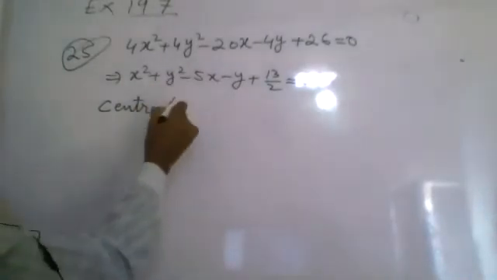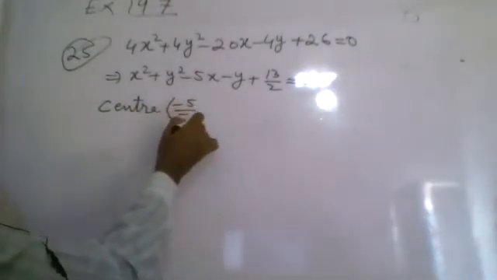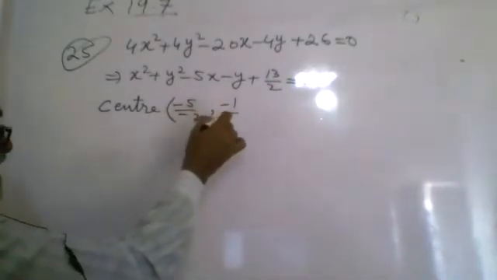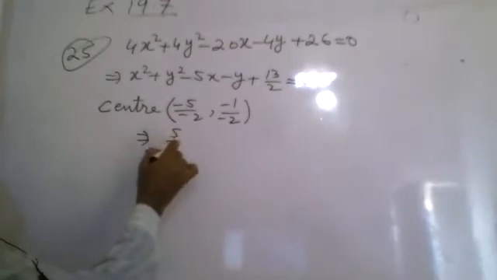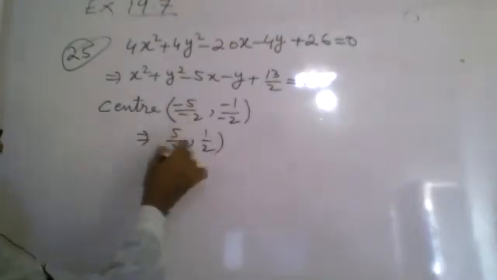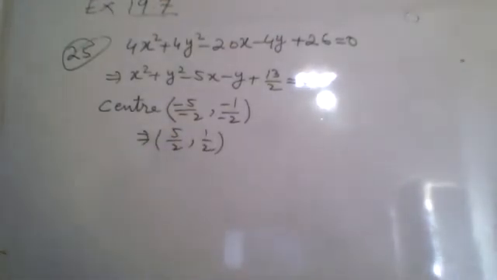Minus 5 divided by minus 2, minus 1 divided by minus 2. It will become 5 upon 2 and 1 upon 2. These are the coordinates of the center. Now we'll find the radius.